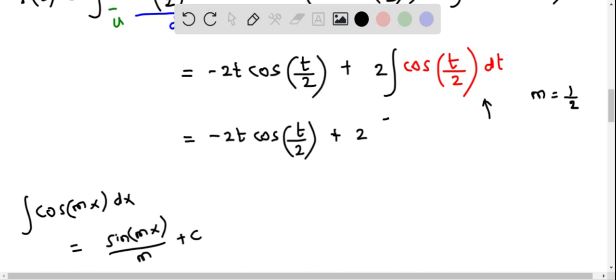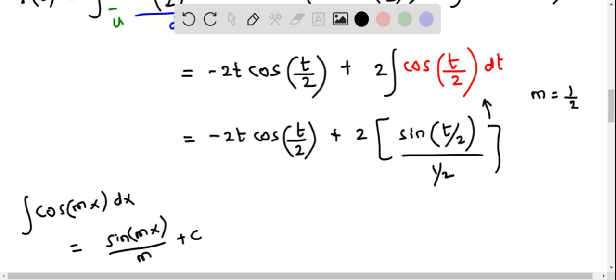So when we apply this formula here, we see that m equals half. So I can write down the integral of this expression as sine of m times t, so it is sine of t by 2, and then divided by m, which is 1 by 2. We then put this integration constant c here. So let's simplify this.